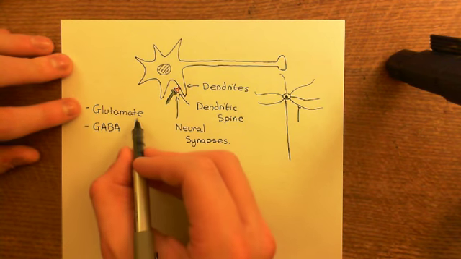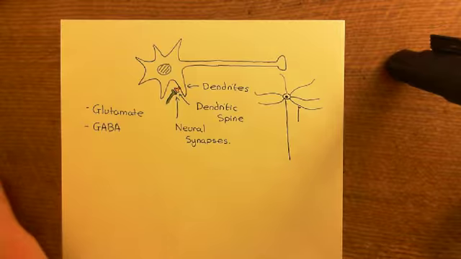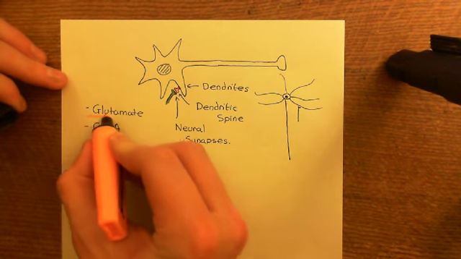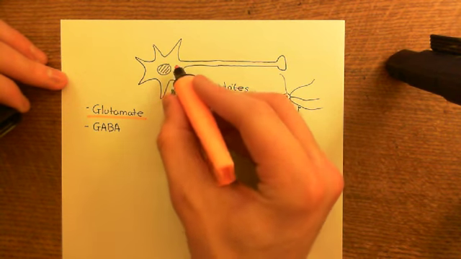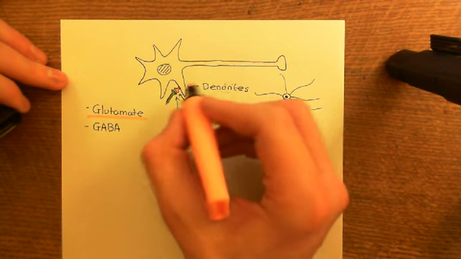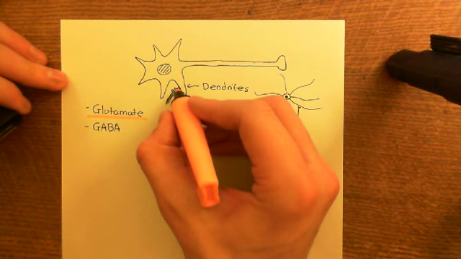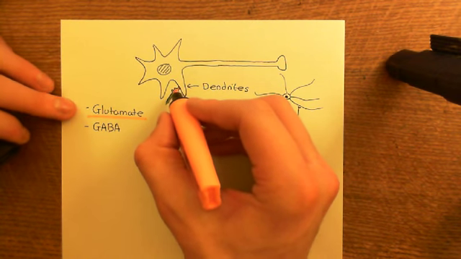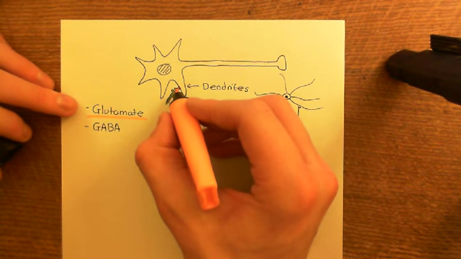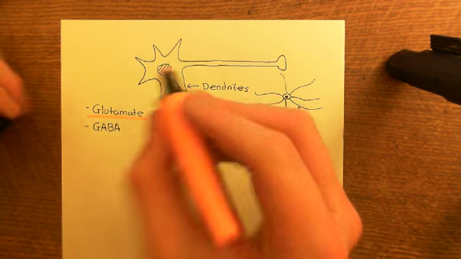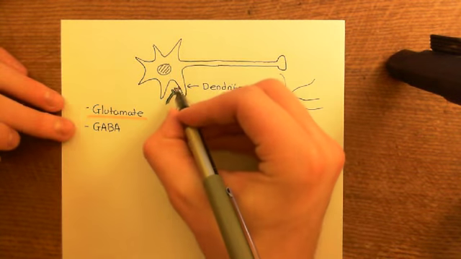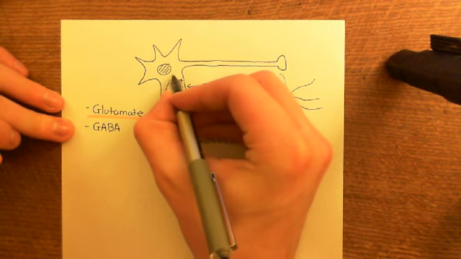Now, glutamate is the main excitatory neurotransmitter of the brain. It makes neurons more likely to fire action potentials. So if this neuron wants to excite this other neuron to fire an action potential, it will release glutamate onto this dendritic spine. And glutamate will bind to glutamate receptors on the surface of the dendritic spine. Those glutamate receptors will open and they will allow in a current of sodium ions. So you'll be getting in sodium ions.